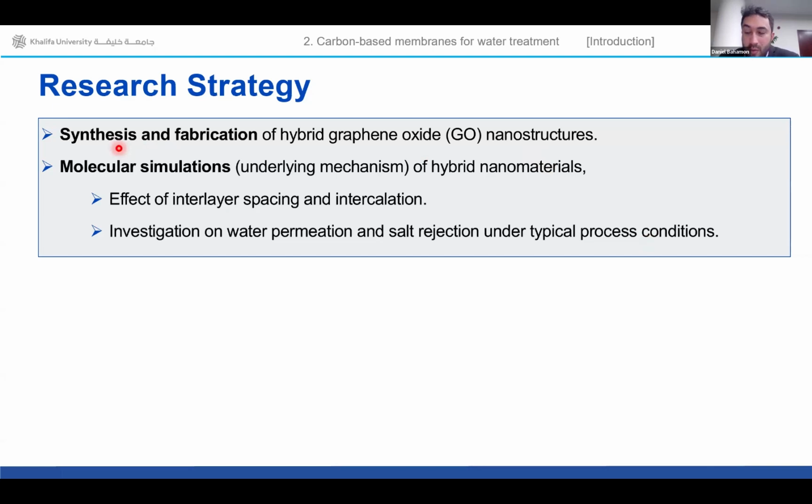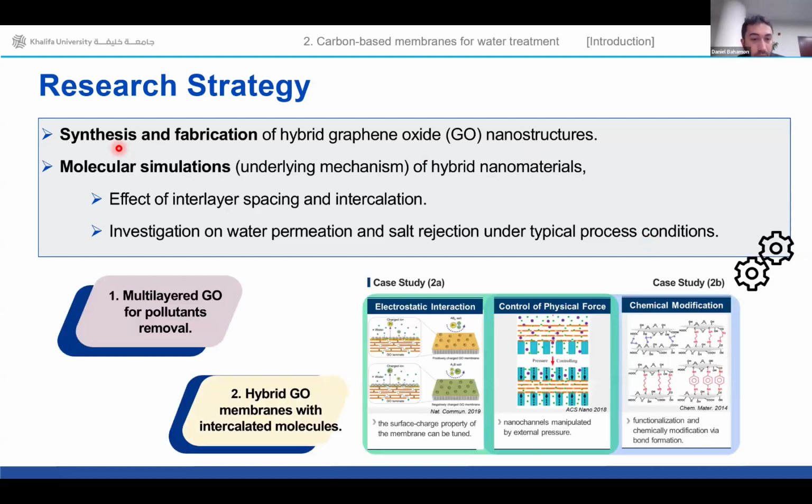So the idea was to understand what was happening at the molecular level and see the effect of different parameters in the simulation, like evaluating the interlayer spacing, the intercalation of different molecules or species in the system, and of course evaluating permeation and rejection at process conditions.